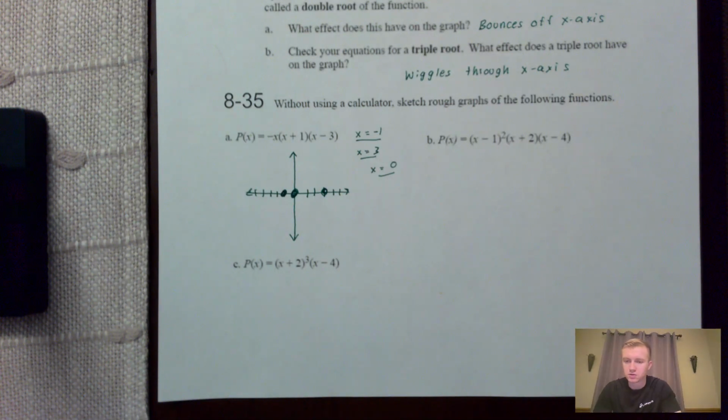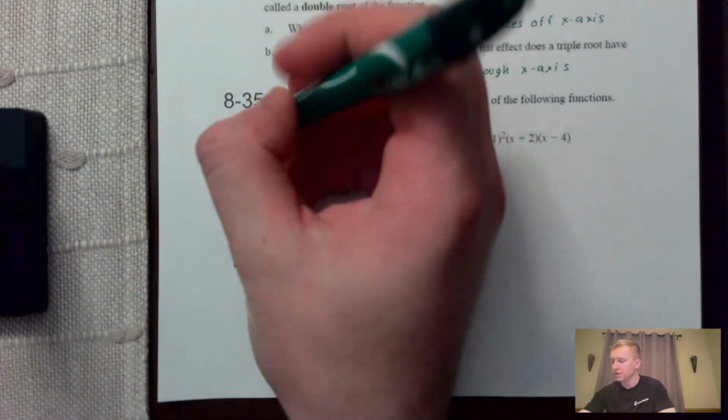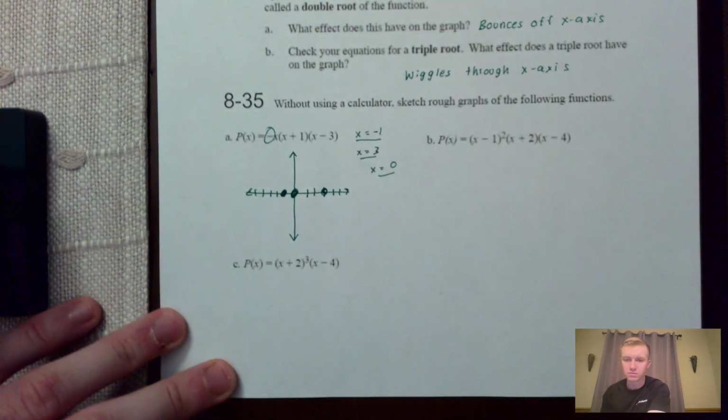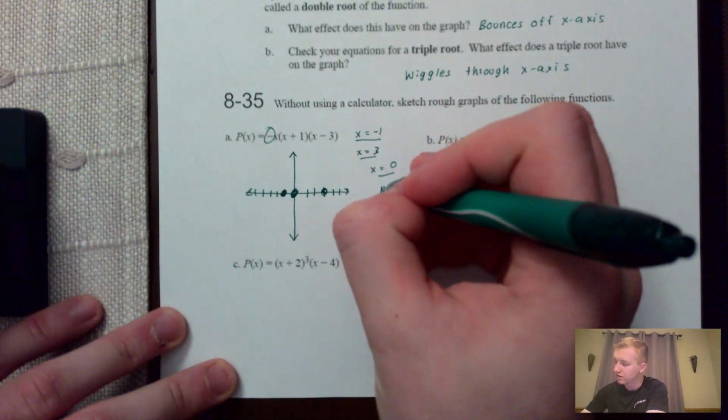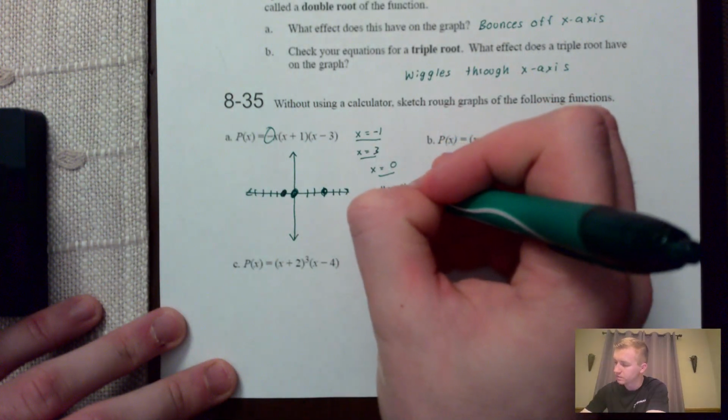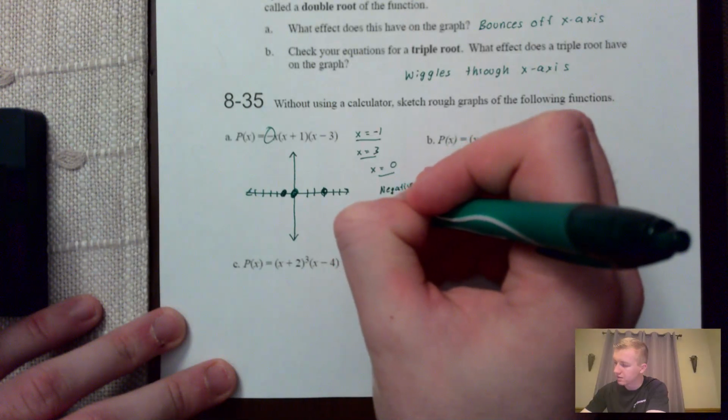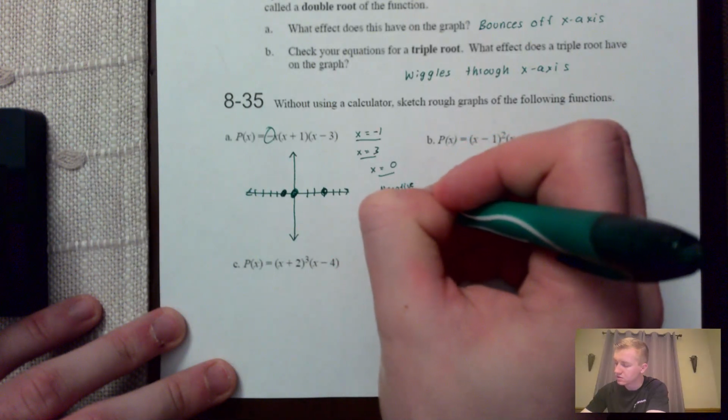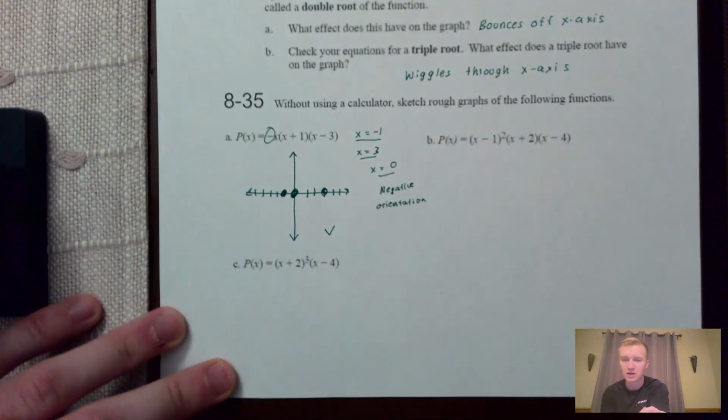They're all single roots, so there's not going to be anything that bounces or wiggles. So therefore, what I'm going to do is just have it pass through. And in this case, what I want to pay attention to is that negative orientation. So since we have a negative orientation, we are going to have the tail end down at least. So in this case, this side is going to be ending down.